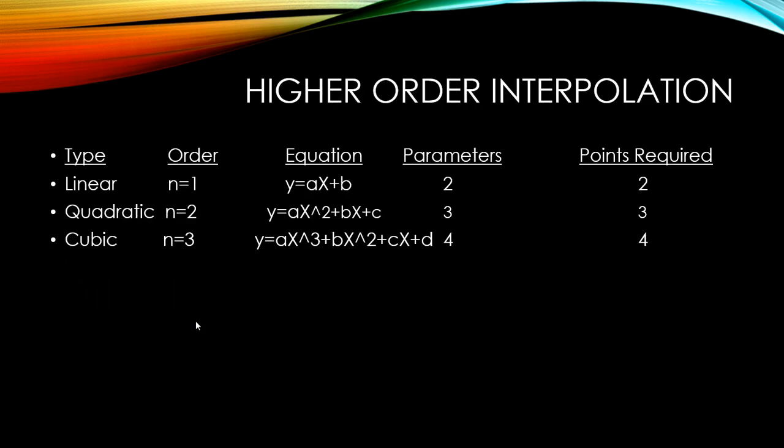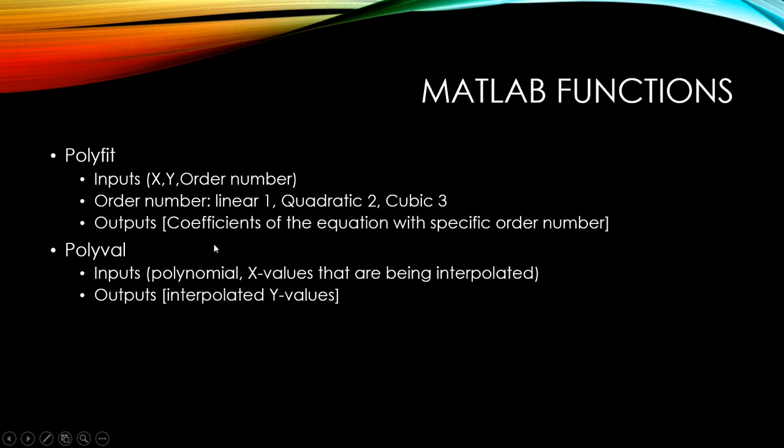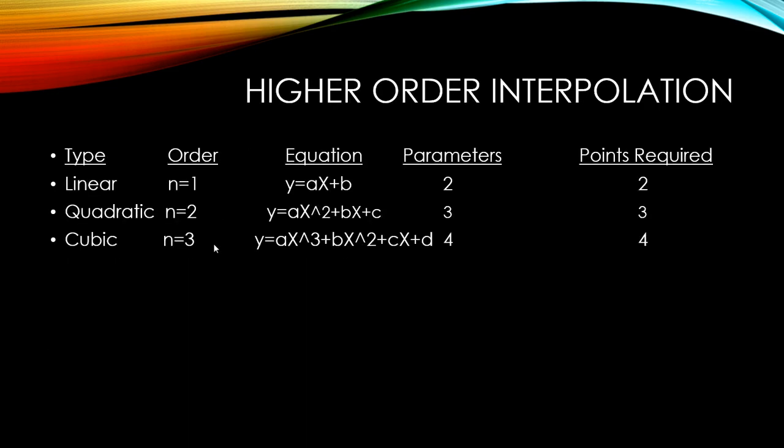So if we go back to the higher order interpolation, you can see the order numbers are 1, 2, and 3 for linear, quadratic, and cubic. Then, your outputs are the coefficients of an equation with a specific order number. So once again, if we go back to that slide of higher order interpolation, your outputs for linear would give you an A and a B. And then for quadratic, it would give an A, a B, and a C. And then you have to understand, after the order number you put in, that those are actually the coefficients to your equation.